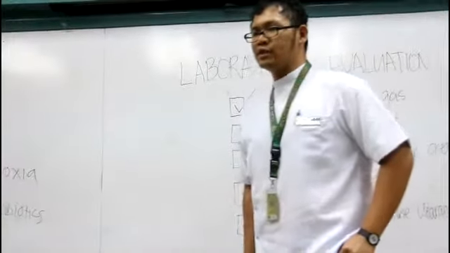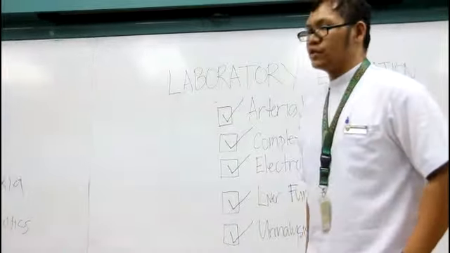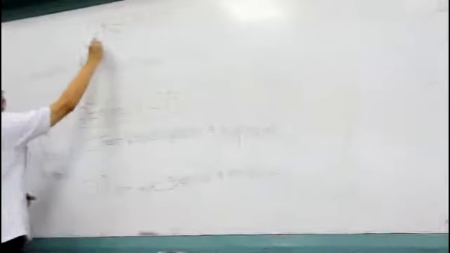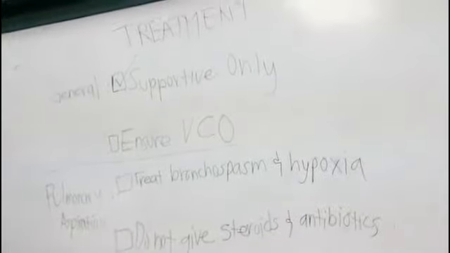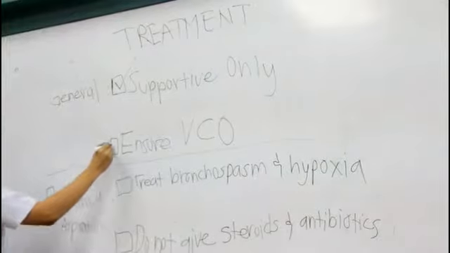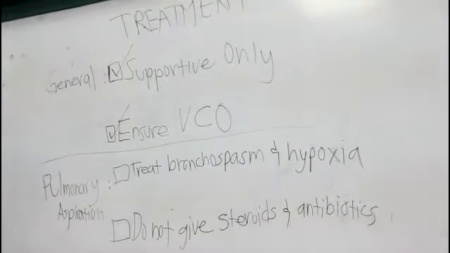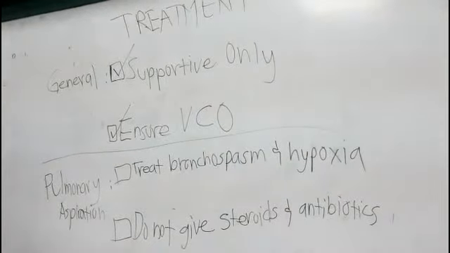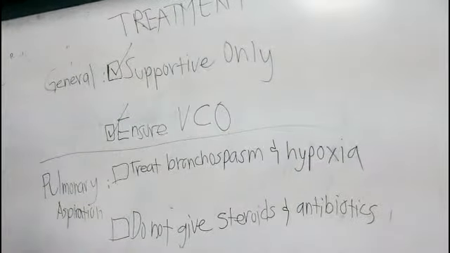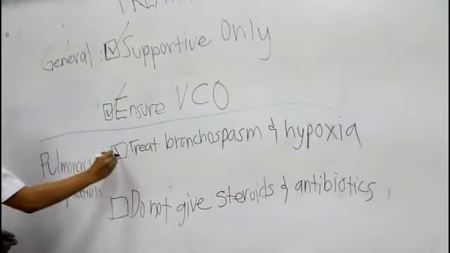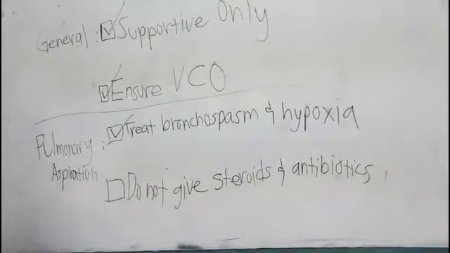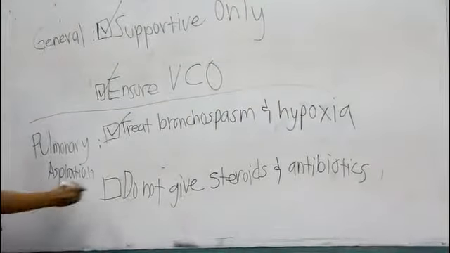The treatment for hydrocarbon poisoning is supportive only. So you ensure the patient's airway, ventilation, circulation, and oxygenation. If the patient suffers from pulmonary aspiration, you treat the bronchospasm and hypoxia. Remember not to give steroids and antibiotics.